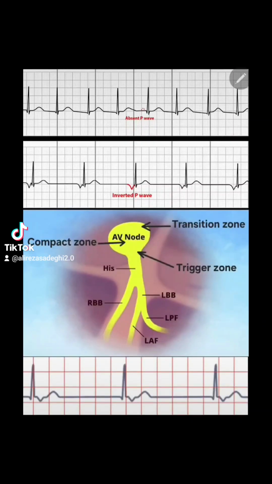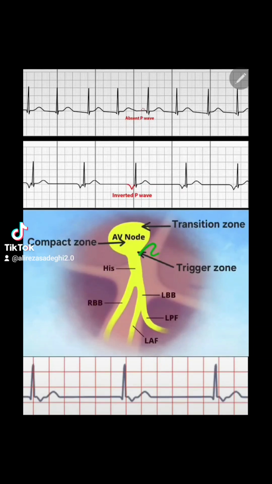The AV node consists of 3 different zones with 3 different properties. At the very top, we have what is called the transition zone. The job of the transition zone is to receive the signals coming from the SA node through the internodal pathways. At the center, we have what is referred to as the compact zone. The job of the compact zone is to receive the signal coming from the transition zone and slow it down to allow for atrial kick and ventricular filling.